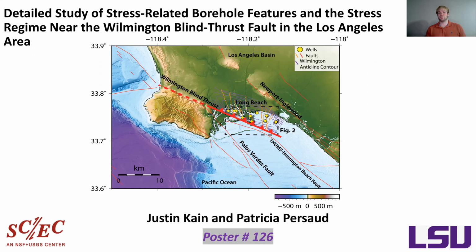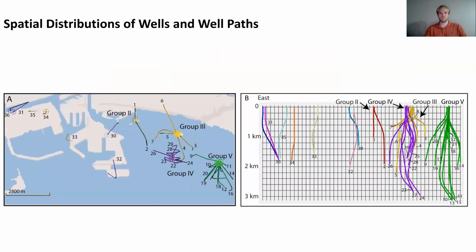So what we would like to do, more or less, is to look at stress features that we can find in boreholes and try to determine stress heterogeneity. What is the stress field? What does it look like? Are there variances in the stress field? And we have 36 wells. So a very high number of wells, and it's about 12 kilometers by 3 kilometers total distance. But we'll get into what those look like.